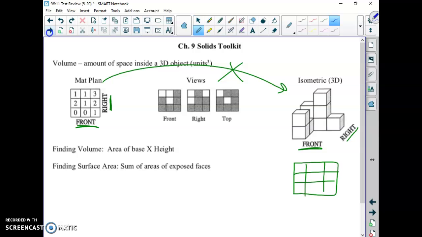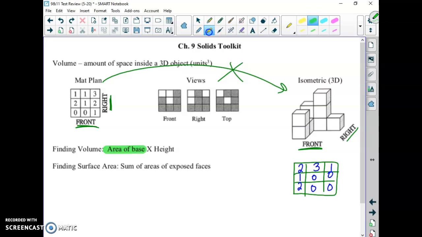It would be 2, 1, 2, 0, 0, 3, 0, 0, 1. That's what that one would look like. Right? The views, front, right, and top, you might need those when you're dealing with the blocks, volume. And this kind of set up the whole situation for volume and surface area.